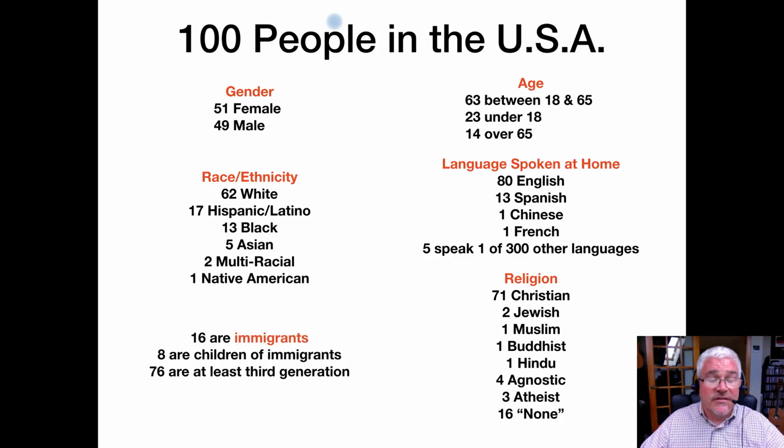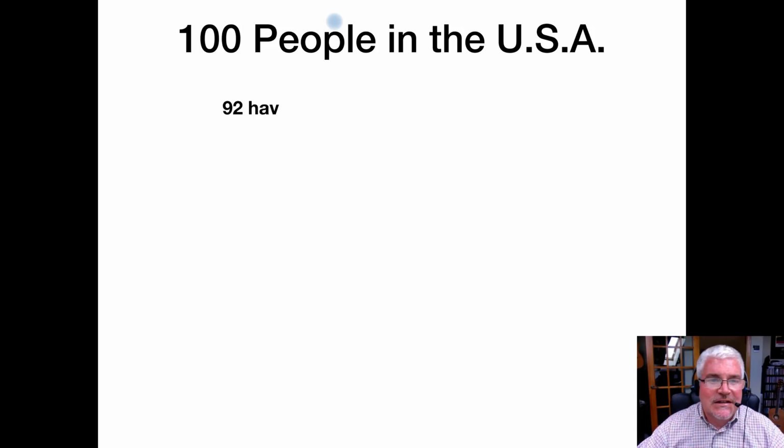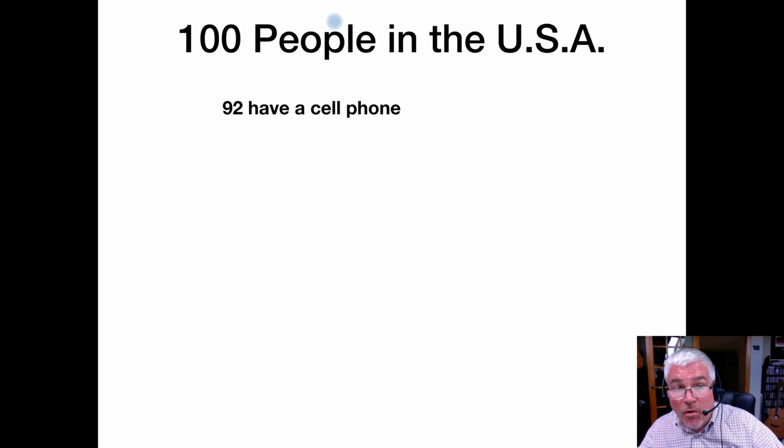In terms of immigrants, 16 people in our village are themselves immigrants to the United States. 8 of them would be children of immigrants, and 76 are at least third-generation Americans, meaning that their parents were born here, their grandparents were born here, and perhaps generations beyond that. What else do we know about the 100 people in our village? 92 have a cell phone. So if I remember correctly, cell phones seem to be a little bit more prevalent in the United States than they do in the world as a whole.